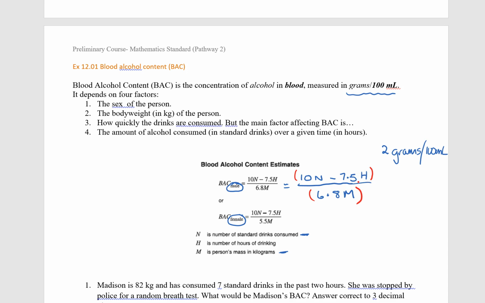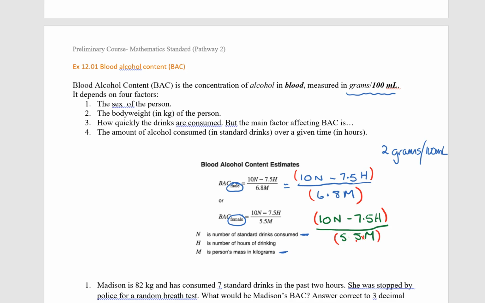For females, it's a similar formula. However, this time it's still 10N. It's still minus 7.5 hours. It's still all divided by, but this time it's 5.5 times the mass or the weight of the female. Again, it's a fraction. There's more than one thing in the numerator. There's more than one thing in the denominator. And remember, there's a multiplication sign there.